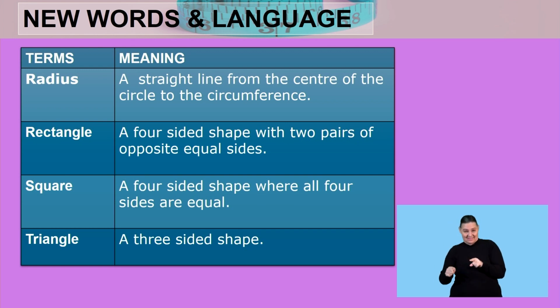Then we've got our standard shapes. We start off with the rectangle, a four-sided shape with two pairs of opposite sides being equal. The square, also a four-sided shape where all four sides are equal in that case. And the last one here, the triangle, is a three-sided shape. Let's take a short break.